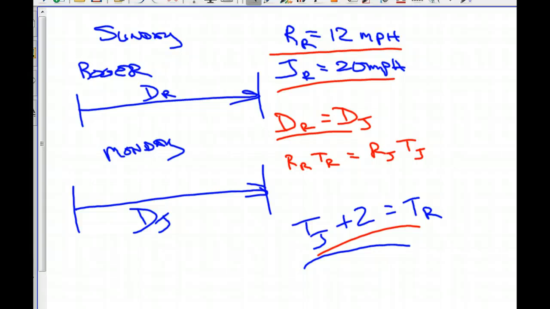For RJ, what can we put in there? 20. Oh, yeah, I've got that wrong. Yeah, 20. And for the time of Judy, you don't know that. Okay, so go ahead and see if you can find out the variable. What is the variable up there? What don't you know?